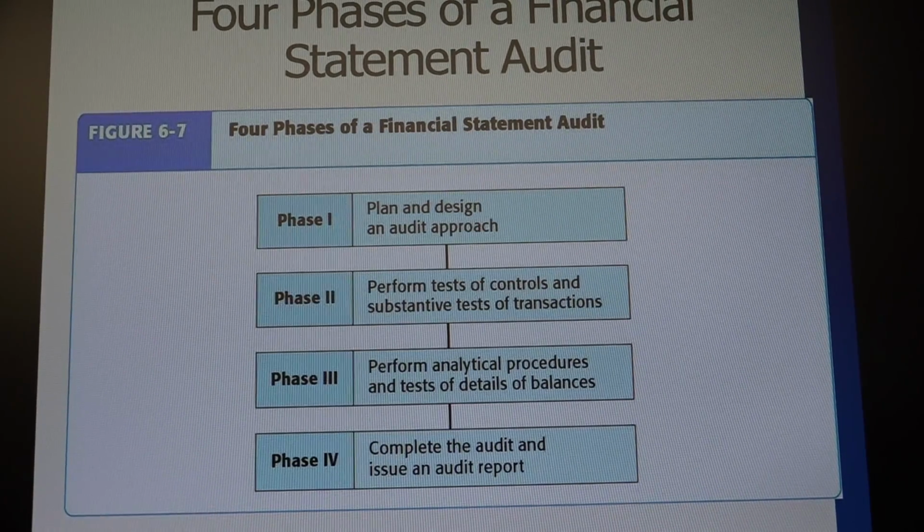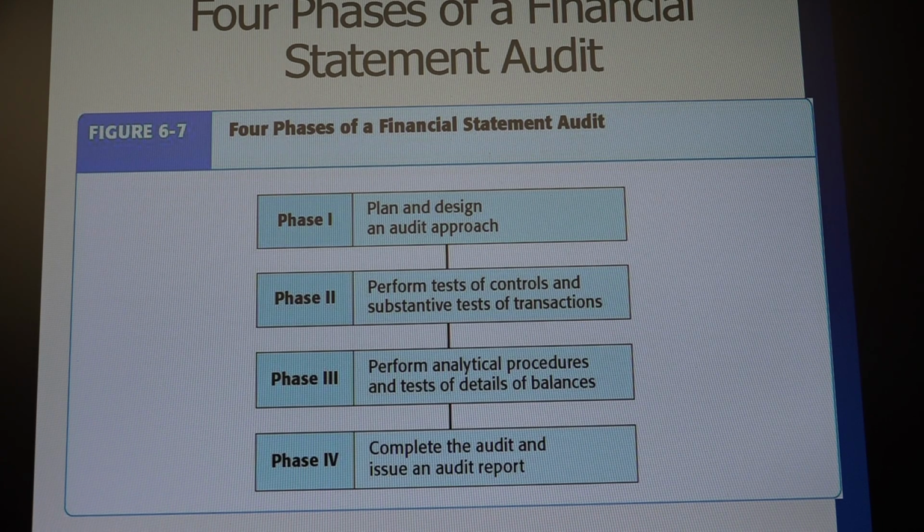Next, perform analytical procedures and tests of details of balances. The analytical procedures consist of evaluations of financial information through analysis of plausible relationships among financial and non-financial data. The example they give is to provide some assurance for the accuracy objective for both sales transactions and accounts receivable. The auditor might examine sales transactions in the sales journal for unusually large transactions and compare those with prior years.